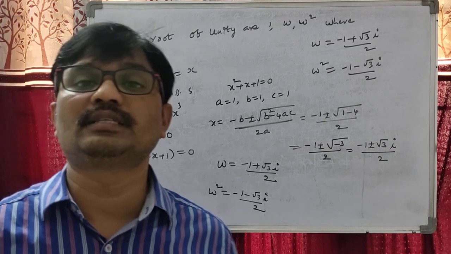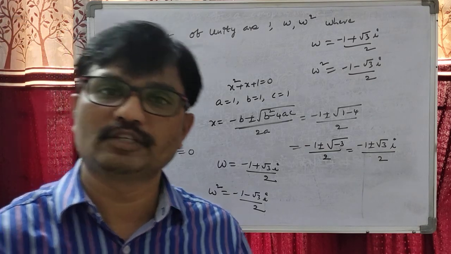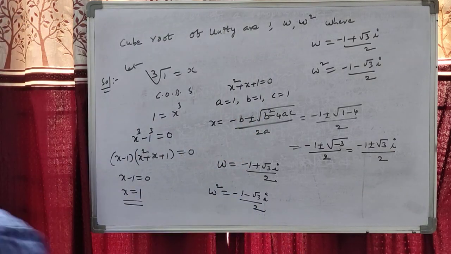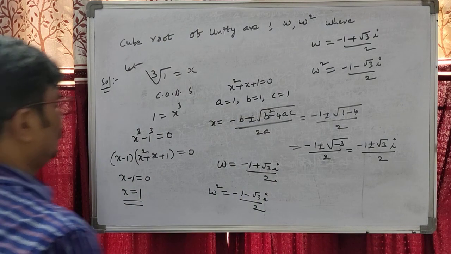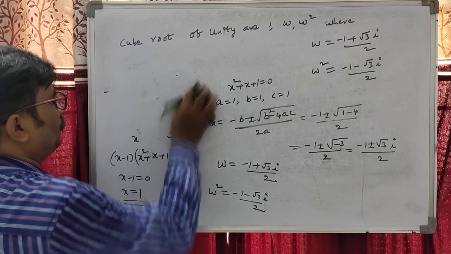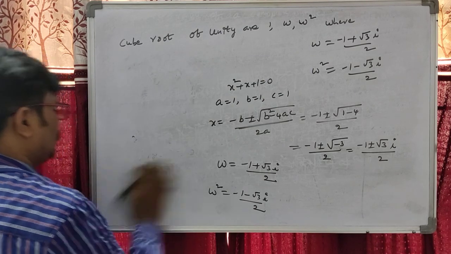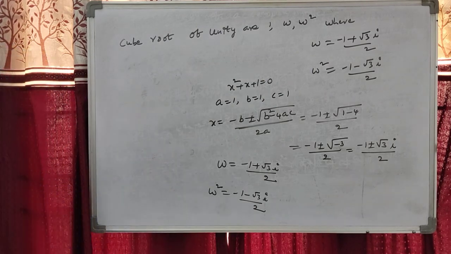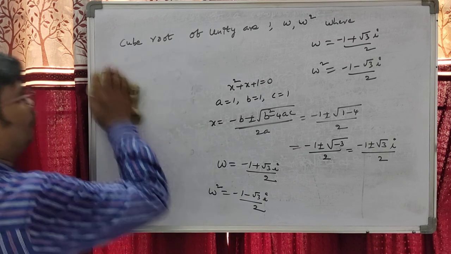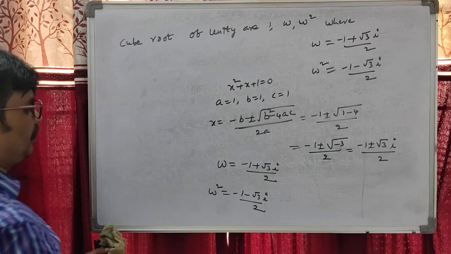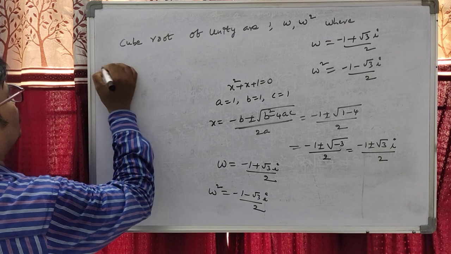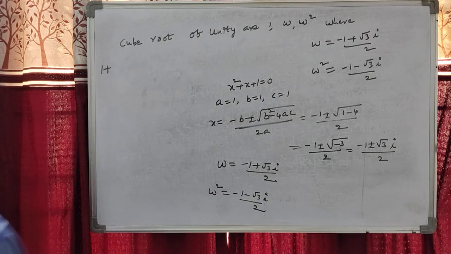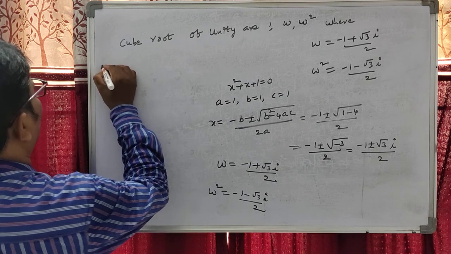Omega square is minus 1 minus root 3 i by 2. One more observation, students: right now we discussed 1, omega, omega square. What is the sum of all these? We get 1 plus omega plus omega square.